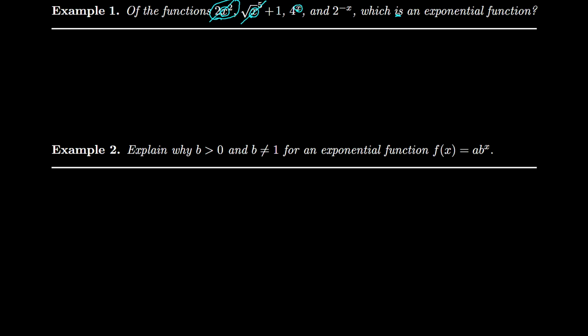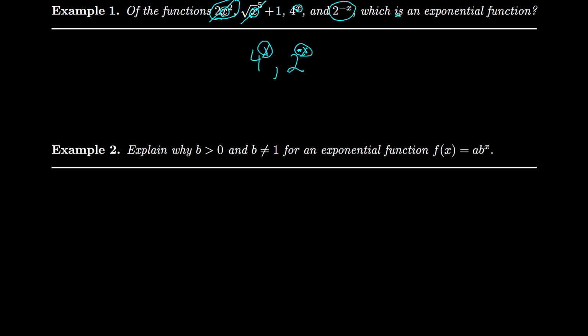The x is in the exponent. So 4 to the x is an exponential, and also 2 to the negative x. That's not 2 minus x. 2 to the negative x is also an exponential. Both of these have the powers up here in their exponent. So it has to have the power in the exponent, and it's an exponential function.